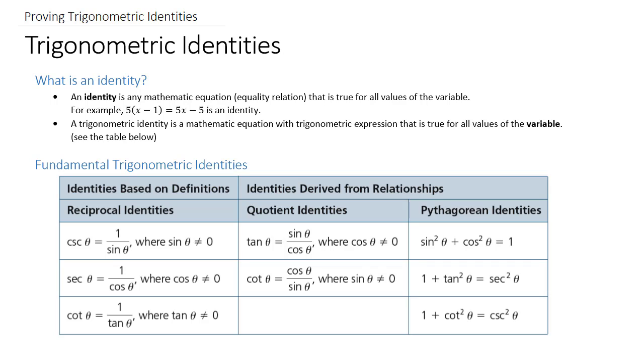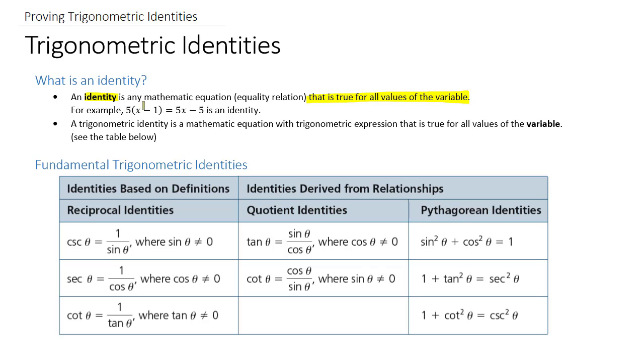In this lesson, we're going to talk about how to prove trigonometric identities. So first of all, what's an identity? We know what trigonometry is, at least we're learning about it. But what's an identity? In math, an identity is also called an equality relationship, and you've been working with them your whole life. An identity in math is any equation that is true for all values of the variable.